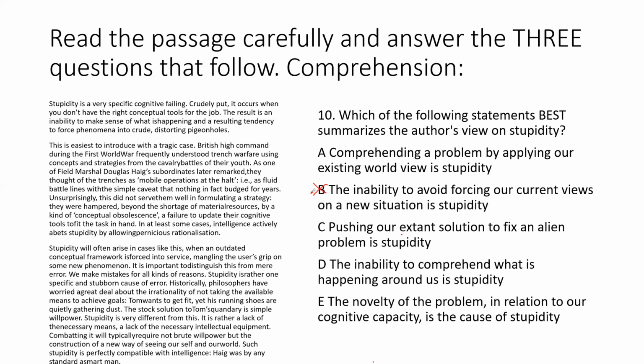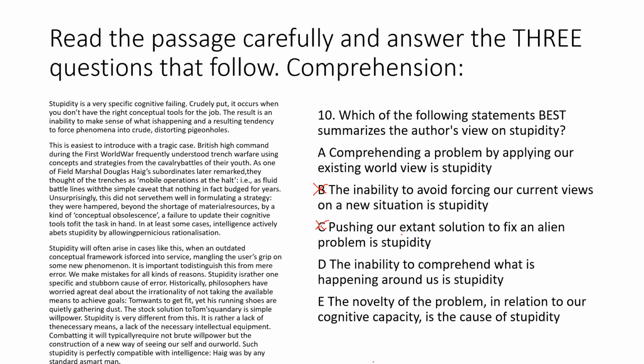Option C, pushing an extant solution to fix an alien problem is stupidity. Similarly, option C is incorrect because if you understand, he needs to comprehend a problem. So he was pushing an extant solution to fix an alien problem. This is again not discussed.